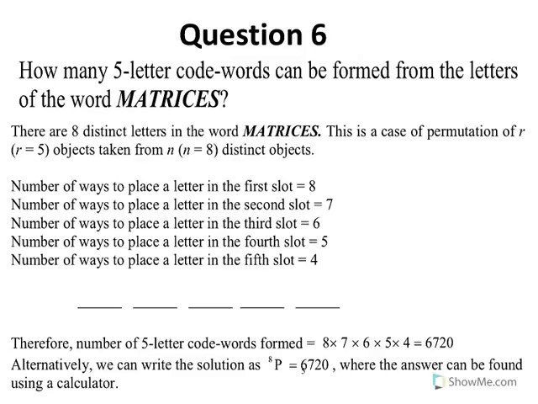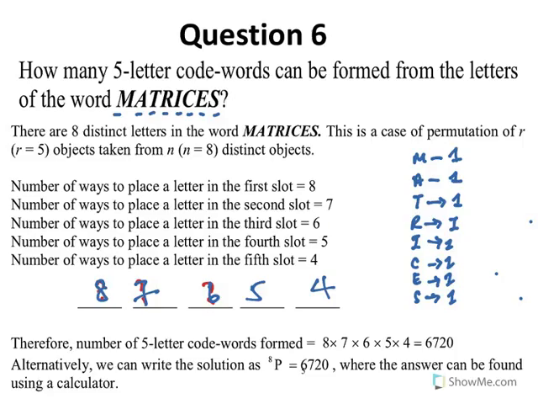30 seconds, just help me fill up all this. 8 times 7 times 6 times 5 times 4. That will give you your answer. If you are comfortable with your calculator, some of you may do this, which is 8 permute 5. But for now, I'm not going to talk about this first because I want to talk about it later. I don't want you to start using it. I want you to use the slotting method.